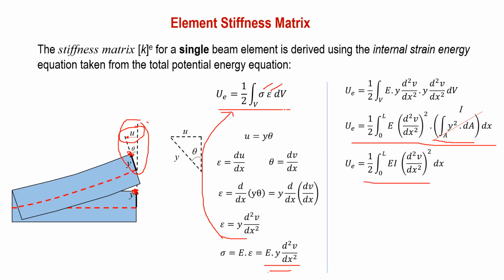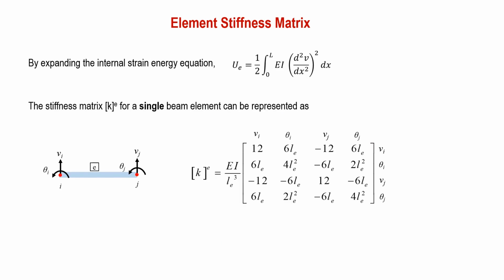This equation can be expanded to determine the K matrix by defining the deflection equation using a polynomial equation with 4 unknowns. By expanding that polynomial equation, we can obtain the K matrix given by this equation. So this is the K matrix for one beam element.